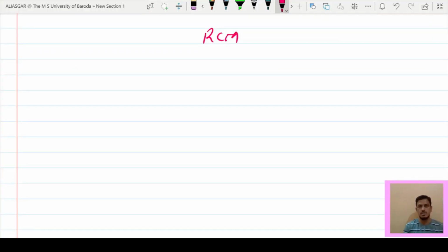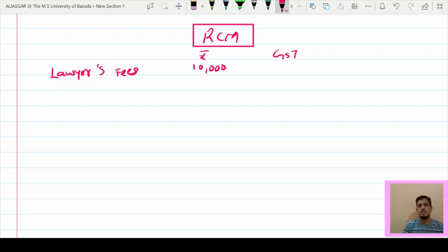Reverse charge mechanism. So in that case, how to pass the entry? For example, lawyer's fees. The amount is rupees 10,000, the GST rate is 18%, and it is an intrastate transaction.